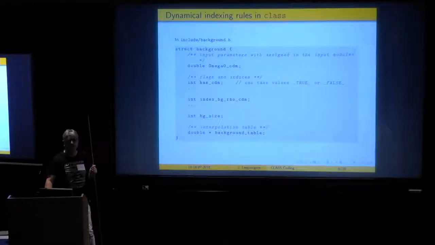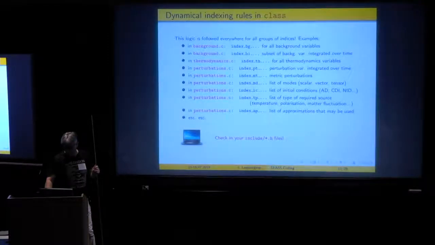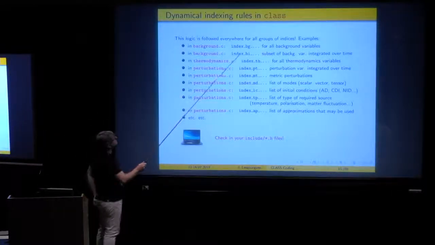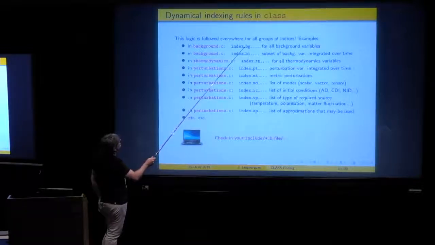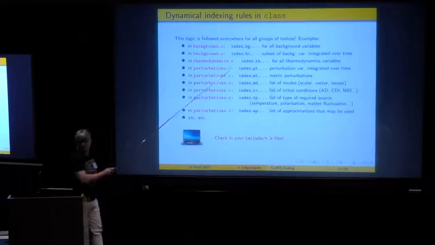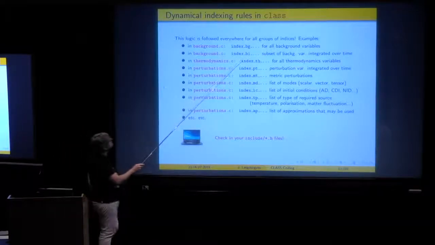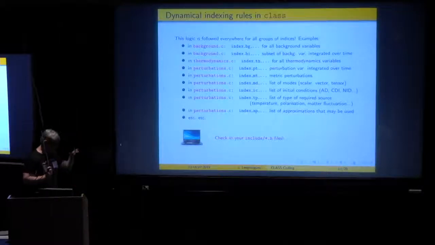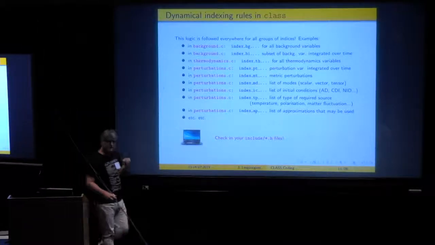Other questions? Okay, so I give you a few examples of this list of indices. In background.c, we have just seen the index of the table of background quantities. There is also an index which is not used in the output, to answer specifically your question. It's the index BI. BI means background integration. So at some point, we need to integrate differential equations.